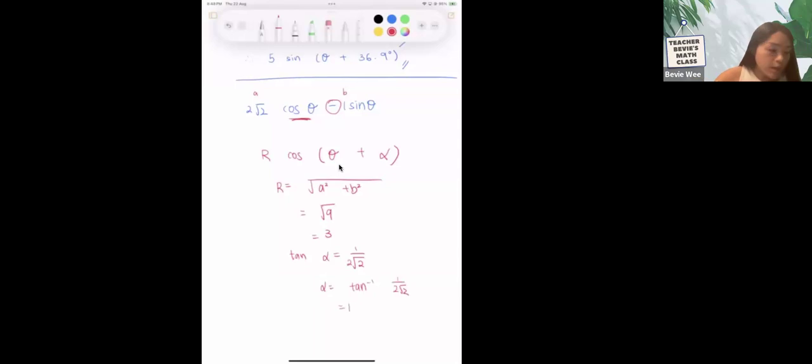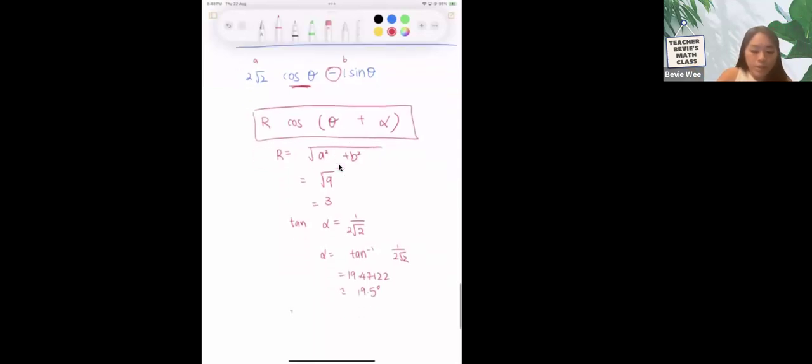This will give me 19.47122. 4 or 5 dp is good enough. 19.5 degrees. Okay, don't forget, plug it back inside your R formula here, which gives me 3 cos theta plus 19.5 degrees. This is your R formula. And how many marks is this? 2 marks only. This kind of question, only 2 marks.